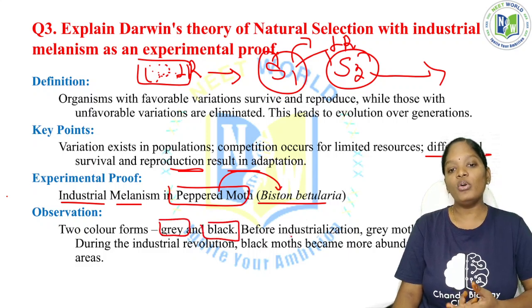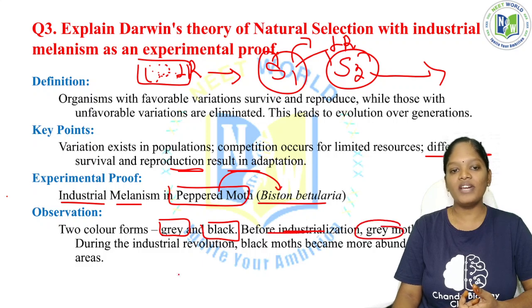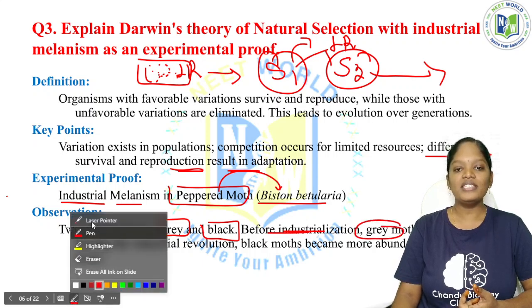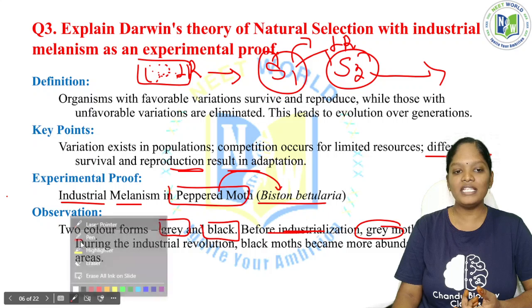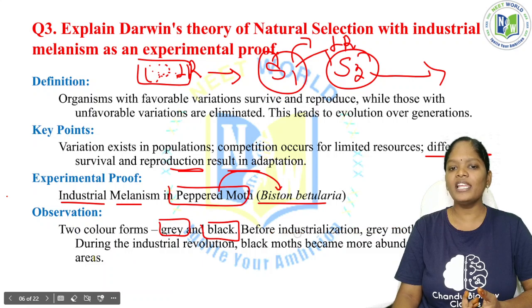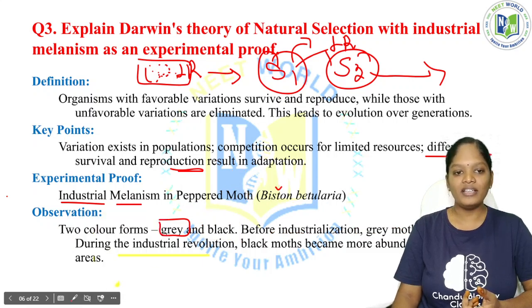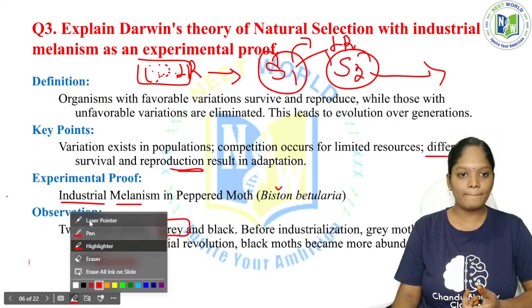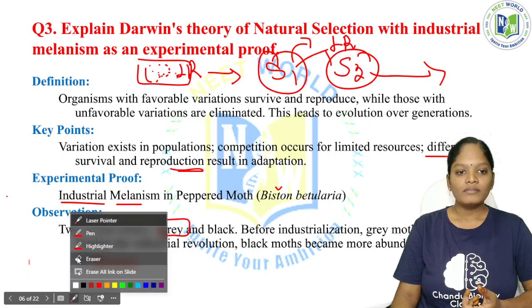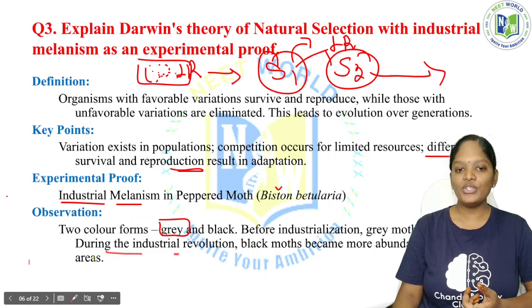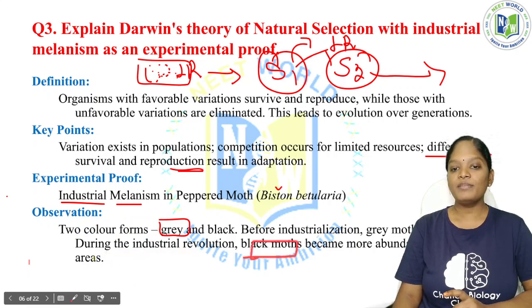Before industrialization, grey moths were common. So what does industrialization mean? Before most of the industries were developed, grey color moths were predominant. That is common. But during the industrial revolution, black moths became more abundant in the polluted area.